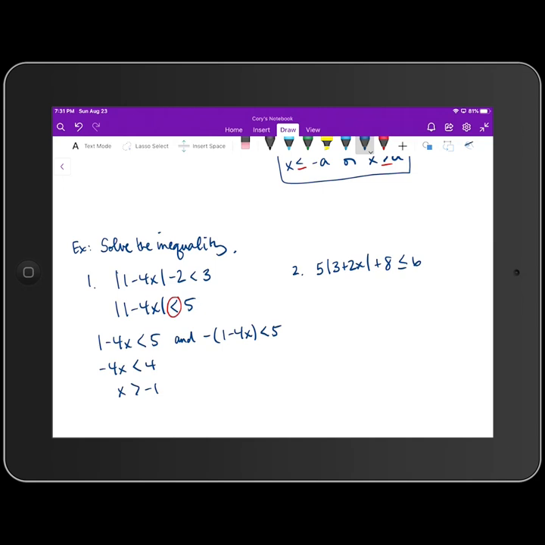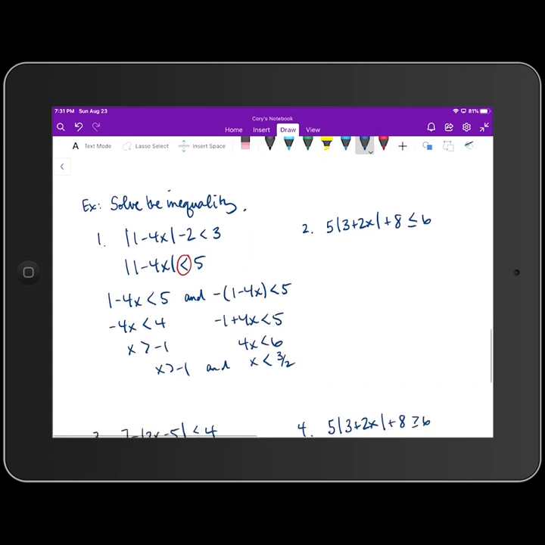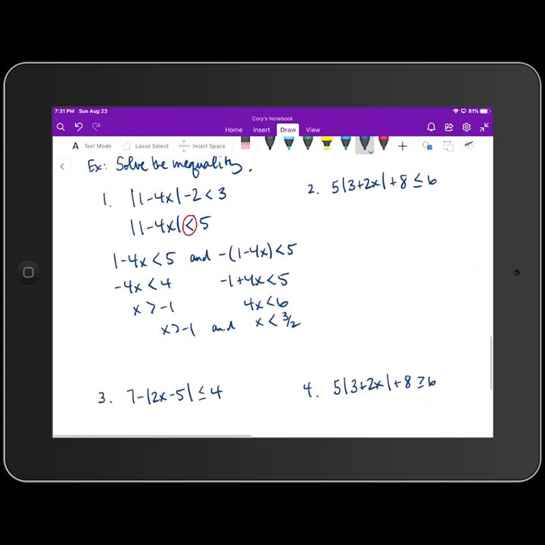Okay, when we do the same thing for the other expression, I'm just going to go ahead and distribute the negative across both terms. So that's negative 1 plus 4x is less than 5. I'm going to add 1 to both sides and then divide both sides by 4. 6 over 4 simplifies to 3/2. So we get x is greater than negative 1 and x is less than 3/2.